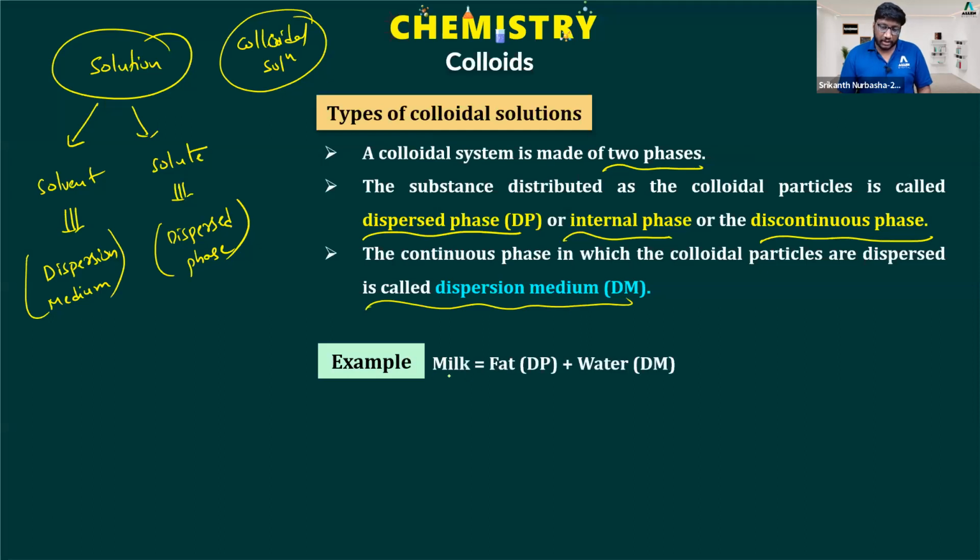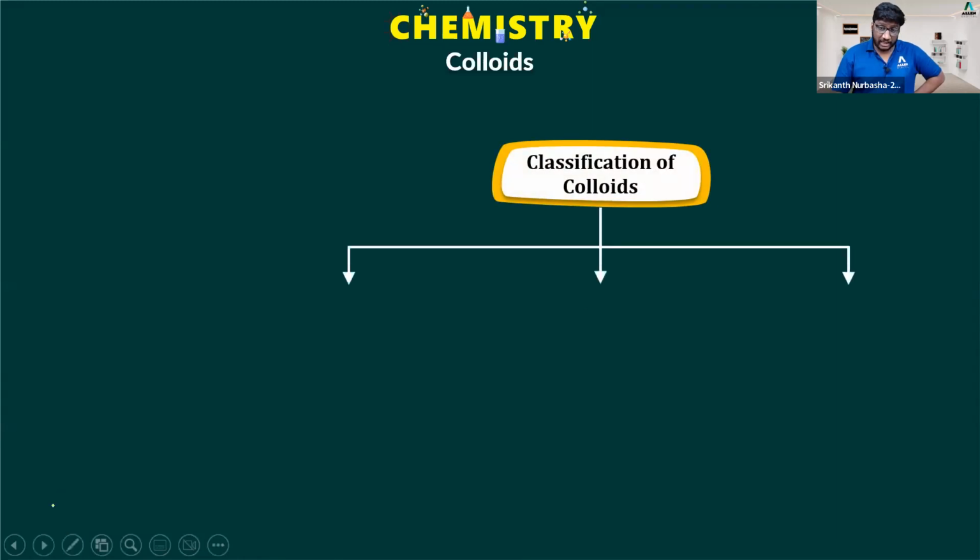For example, milk has fat and water. Fat is the dispersed phase, water is the dispersion medium. Since the dispersion medium, the continuous phase, is water, if I take milk and add water, I can't find out whether water has been added to the milk or not. That is a disadvantage, because we can't find out whether the milk is pure or not.